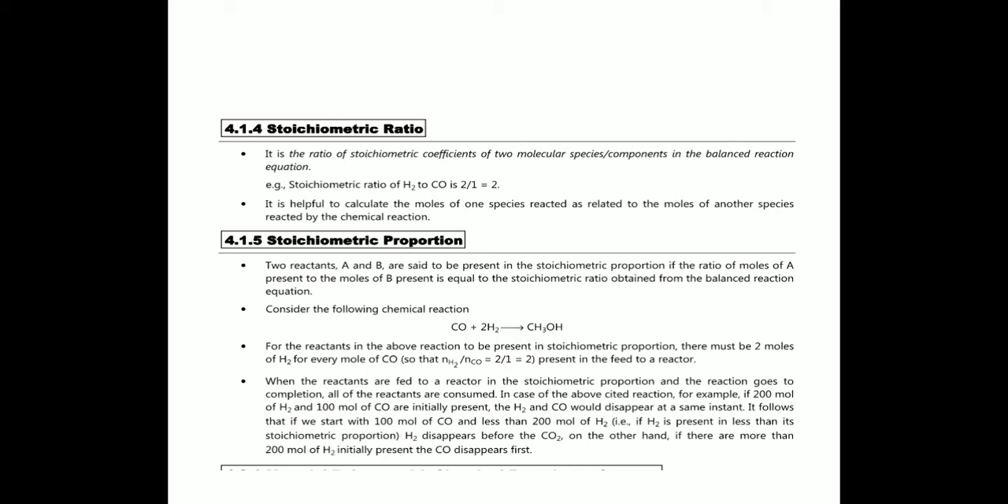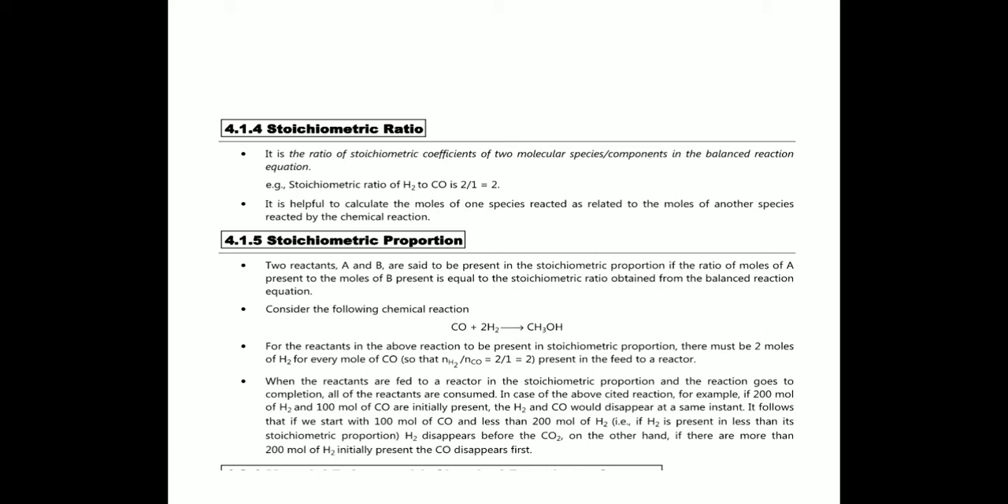Now see the stoichiometric proportion. Two reactants A and B are said to be present in stoichiometric proportion if the ratio of moles of A present to the moles of B present is equal to the stoichiometric ratio obtained from the balanced reaction equation. For example, CO plus hydrogen gives methanol. For the reactants in the above reaction to be present in stoichiometric proportion, there must be 2 moles of hydrogen for every mole of CO. In that case, the ratio of moles of hydrogen to moles of CO is 2 to 1, or 2, present in the feed to the reactor.